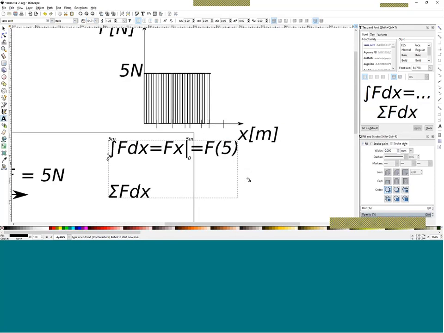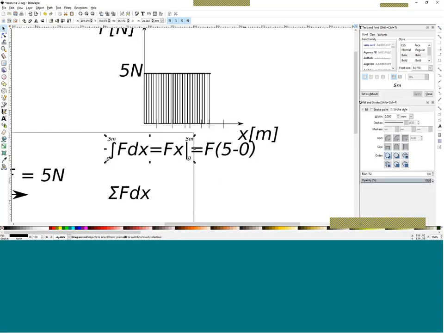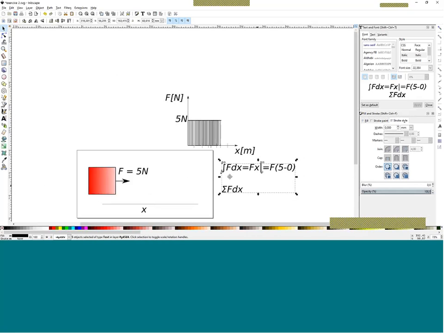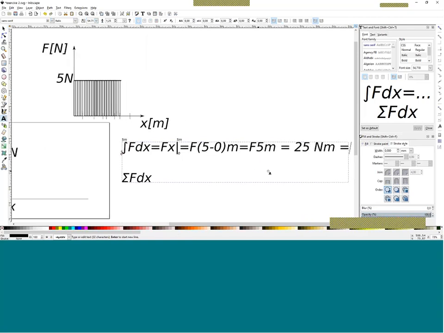And so this becomes 5, 0. It's a little bit unorganized. Which is 5 times the units in meters. Actually, we could have simplified this. And that's equal to 25 Newton meters, which is 25 joules. You know that.